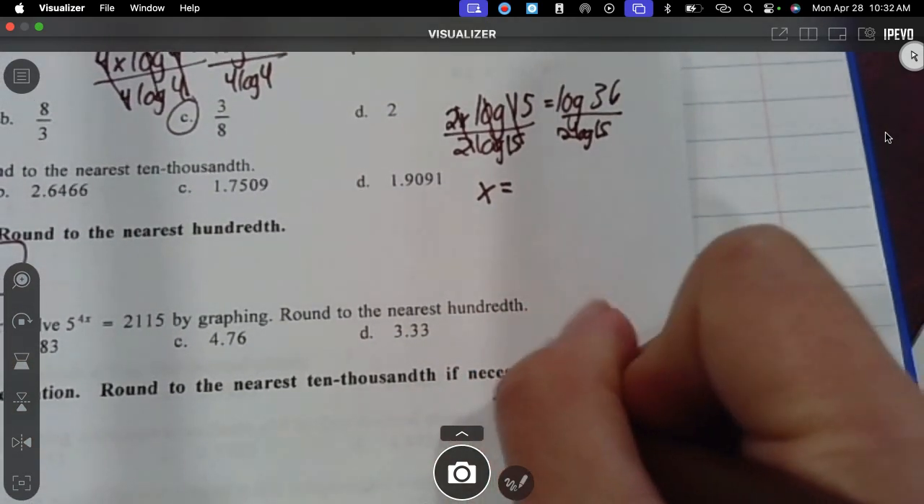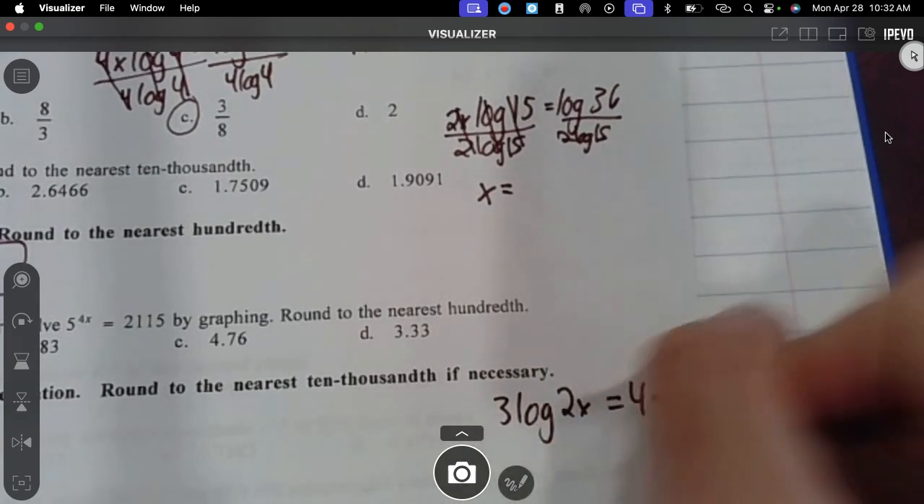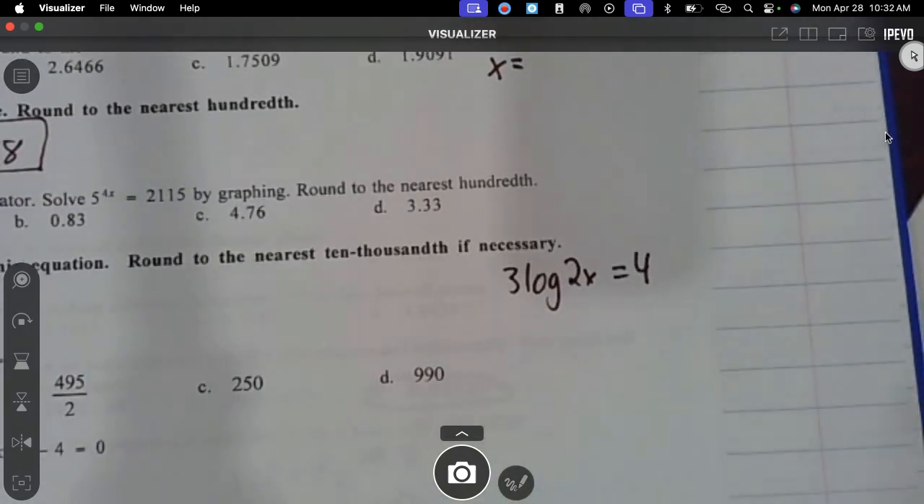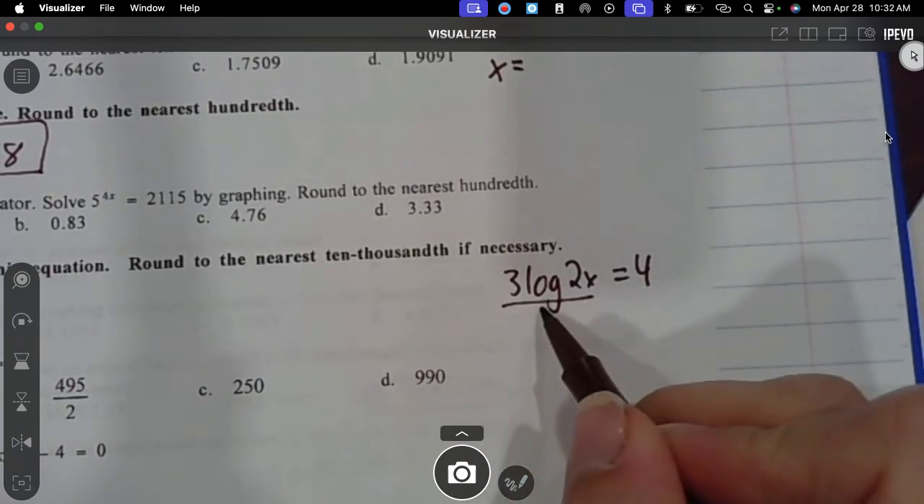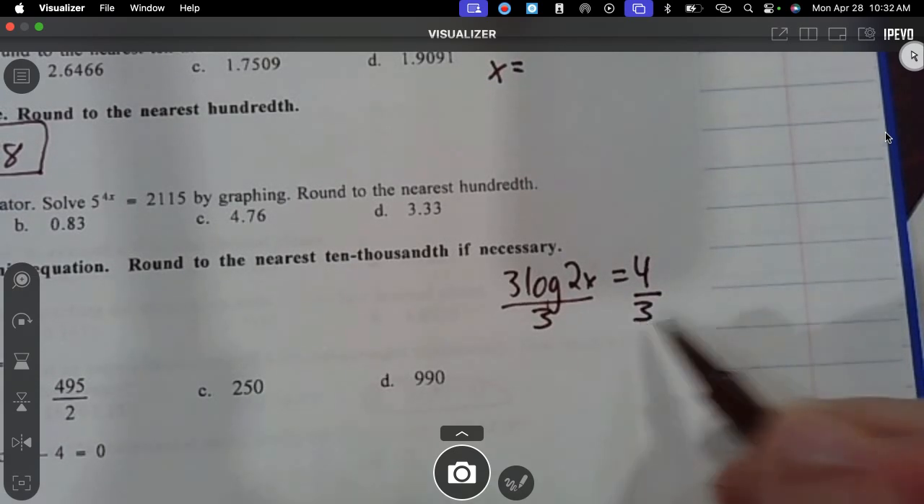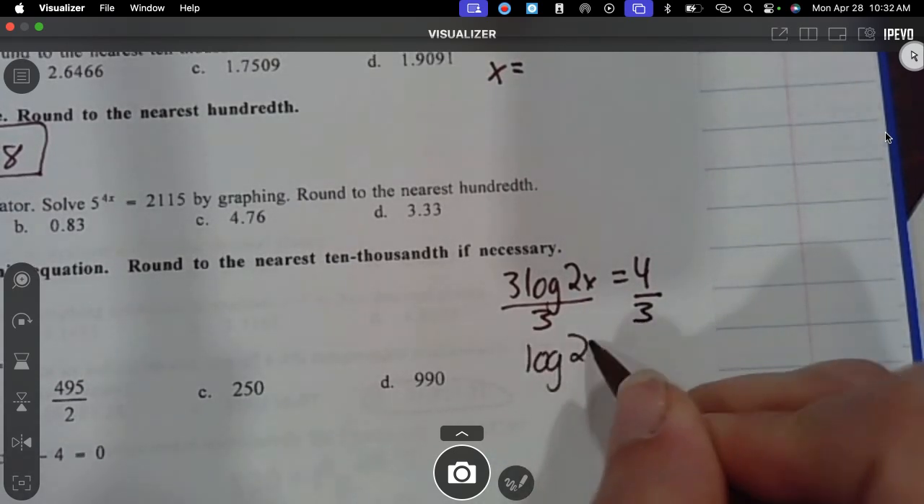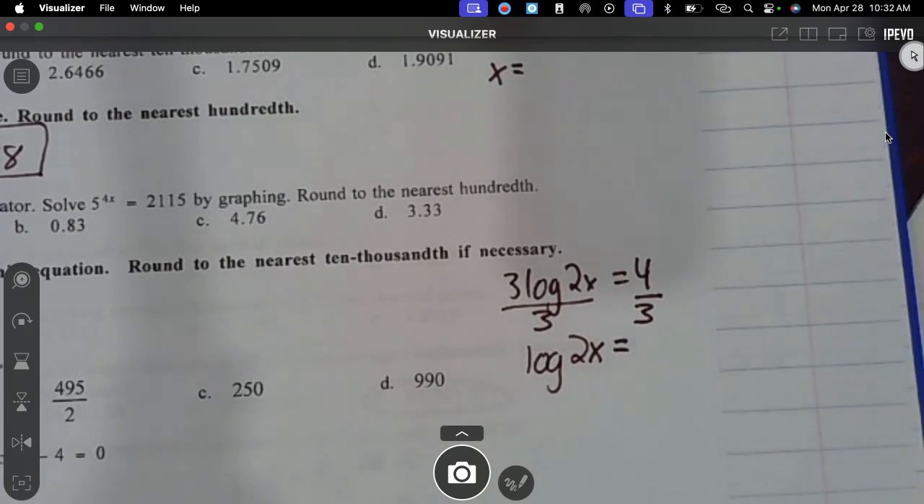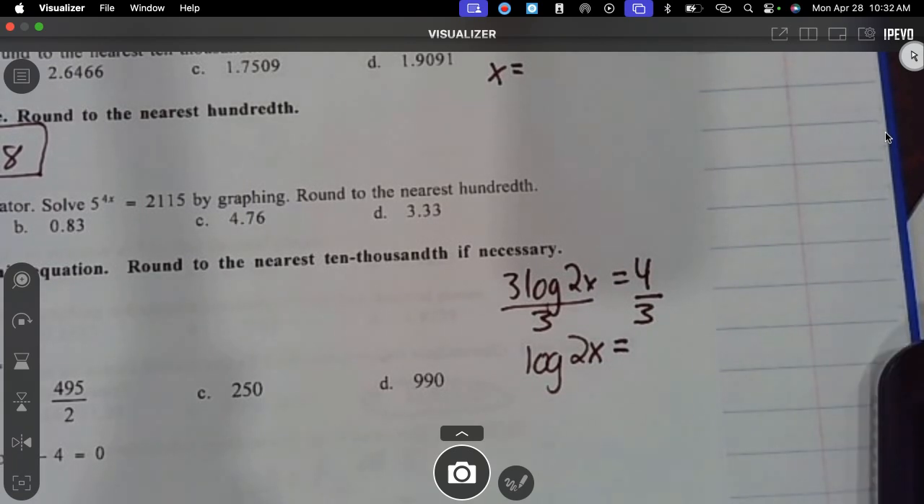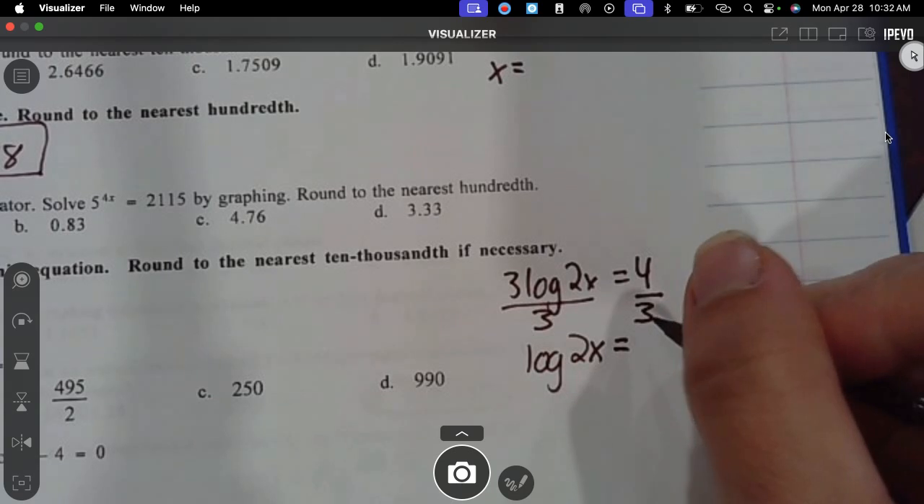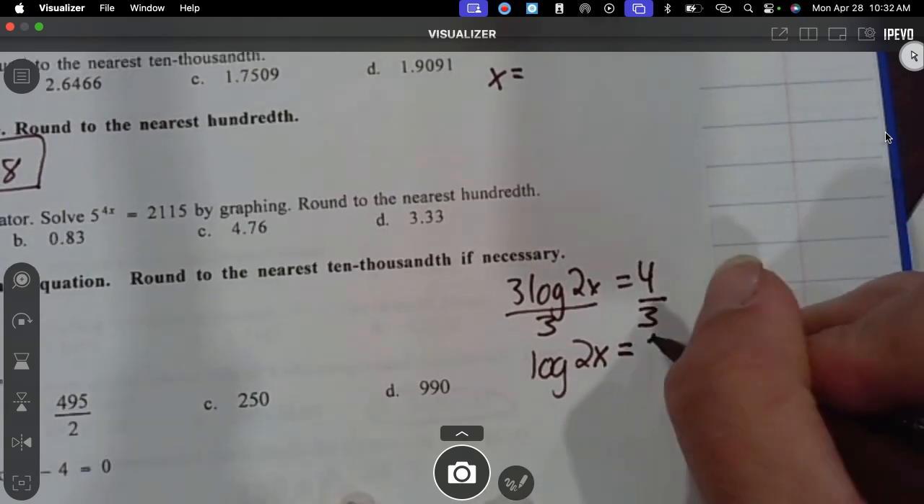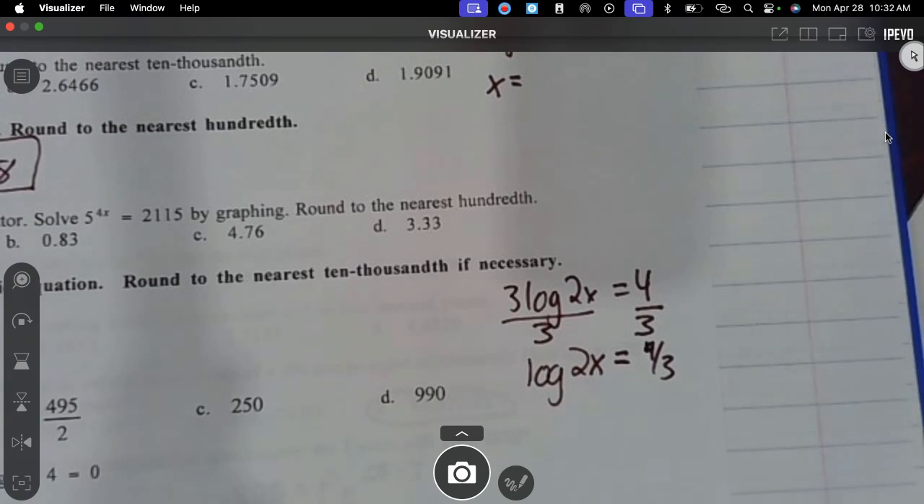It says 3 log 2x equals 4. I'm solving for x. The first thing I would do is divide by 3. Would y'all do that? Yes. Did we do 25? No, we're not doing 25. So I get log 2x equals, what is 4/3? 1.3 repeated. I'm just going to leave mine 4/3, but you can put 1.3 repeated.